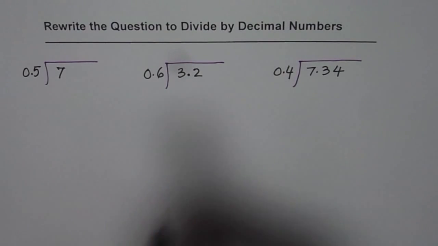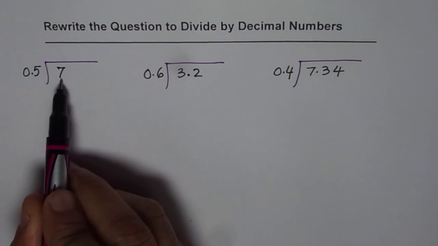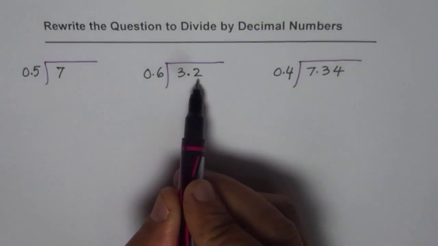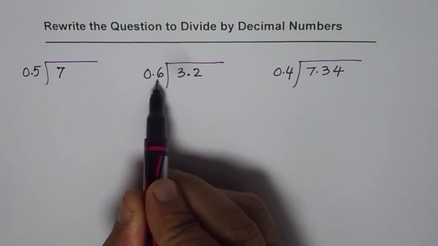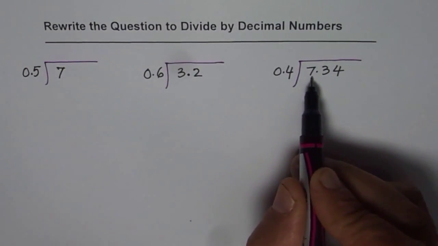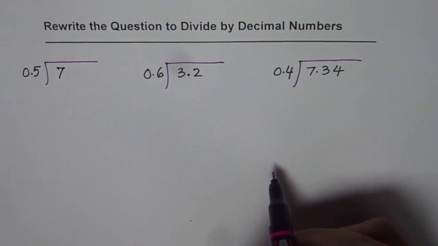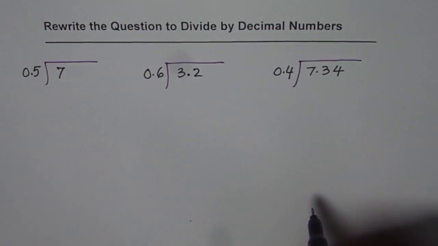So we have three different questions here. The first one is 0.5 divides into 7. The second is 3.2 is divided by 0.6. In this case, the dividend is 7.34 and the divisor is 0.4. So I've taken very simple numbers, but the idea is to learn this strategy.